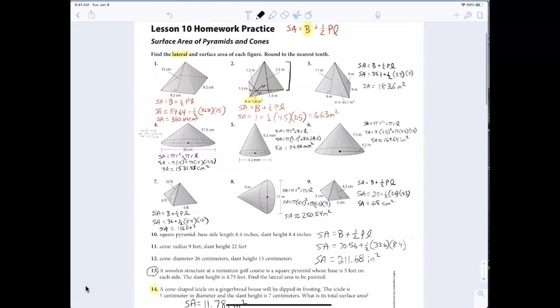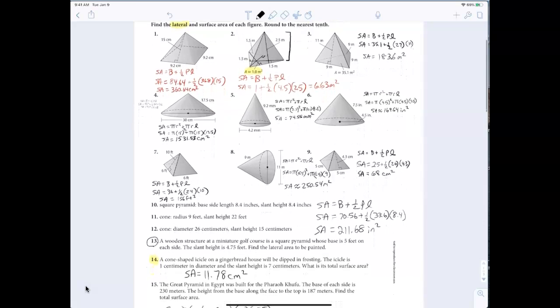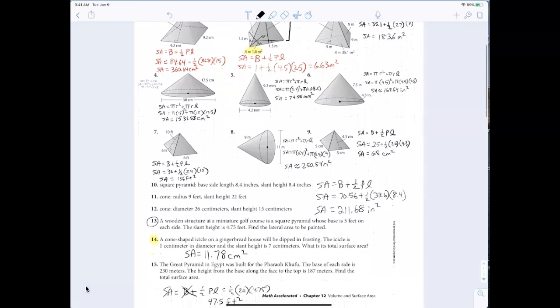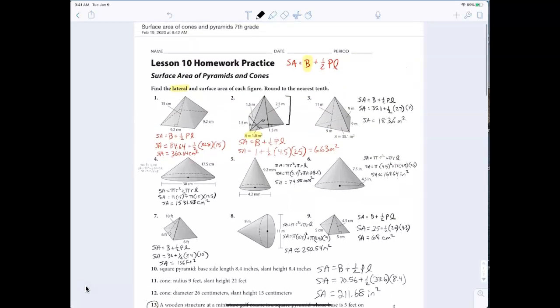All right, here we go. Now, everybody go to the next page, homework. Here is what I want you to do. You're responsible for the odds. And I only want you doing 1 through 13. All right, 1 through 13 odds.